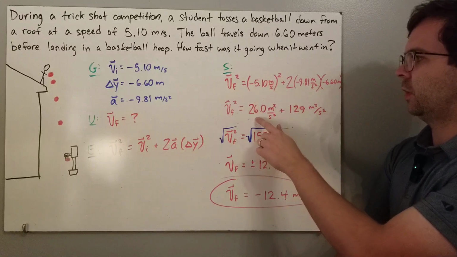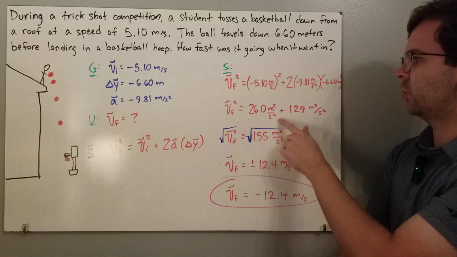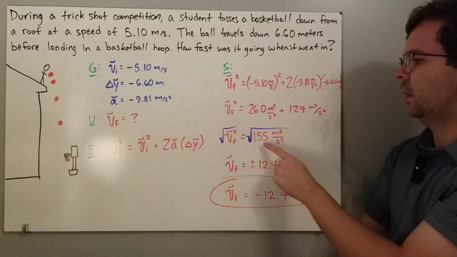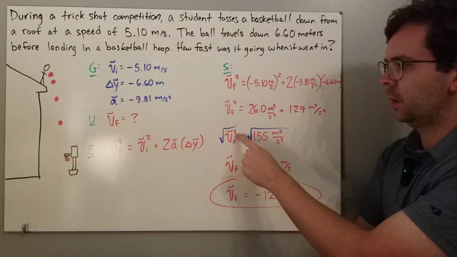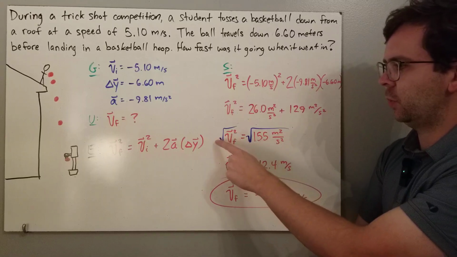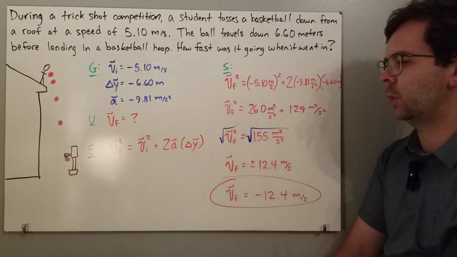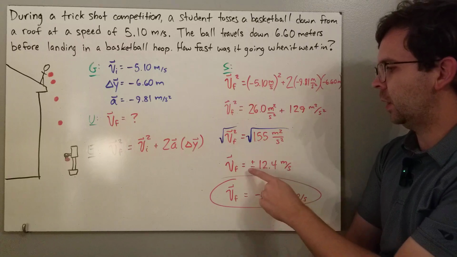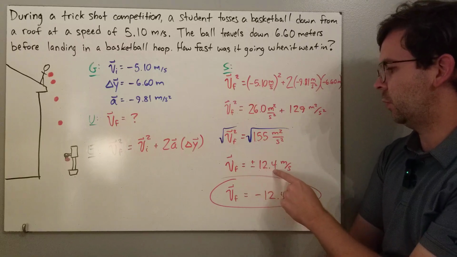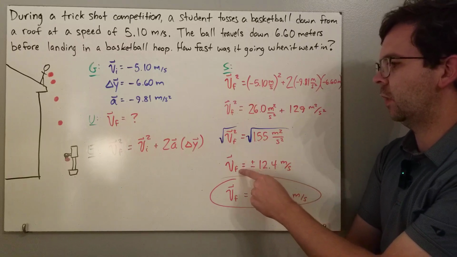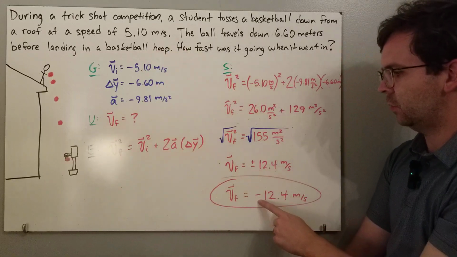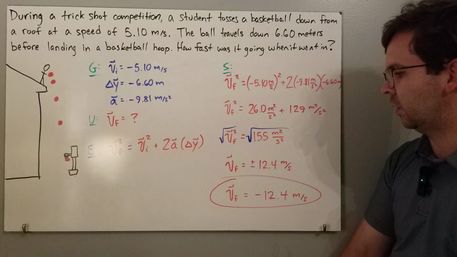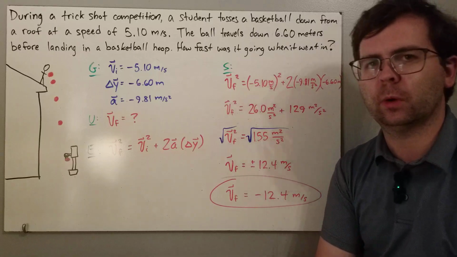So we end up with 26.0 meters squared over second squared plus 129. That gives us 155 equal to vf squared. The final velocity is squared though, so we need to undo the square with a square root. By doing that, we get a positive or negative 12.4 meters per second for the final velocity. The ball is going down, so we know that it must be a negative velocity here. So the final velocity is negative 12.4 meters per second.